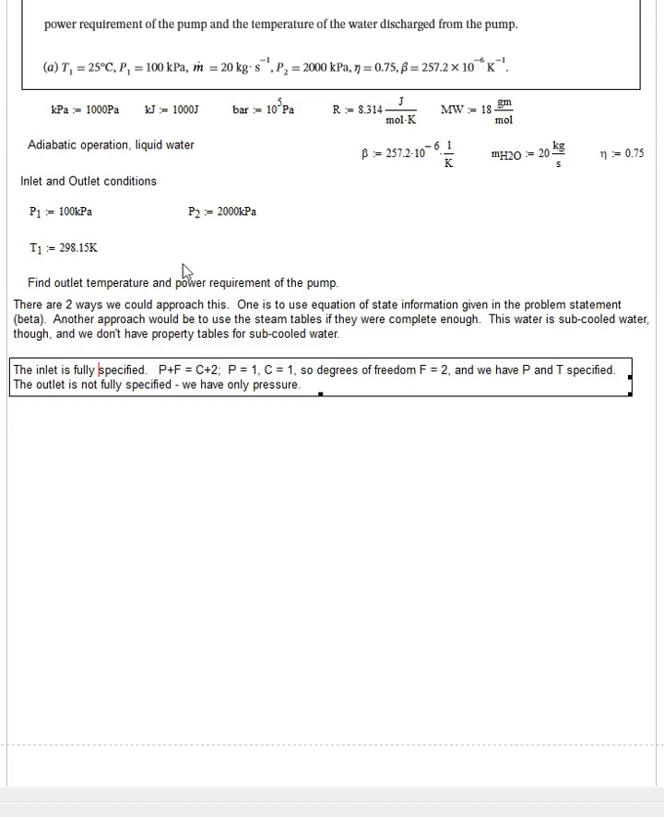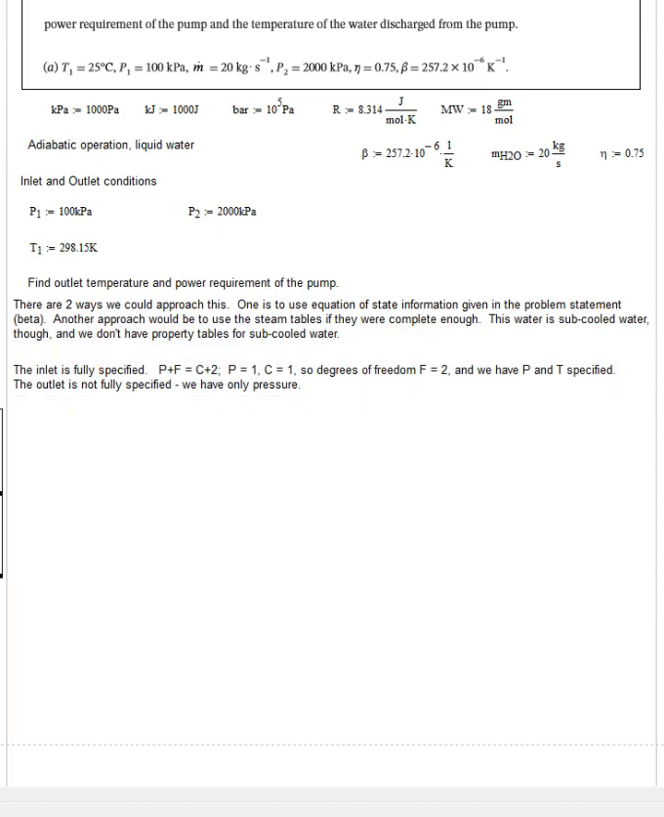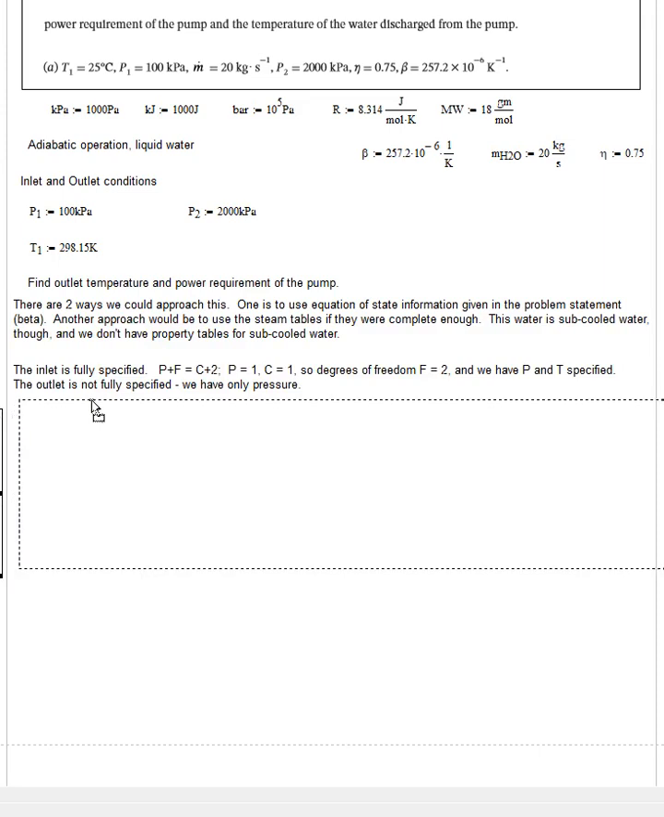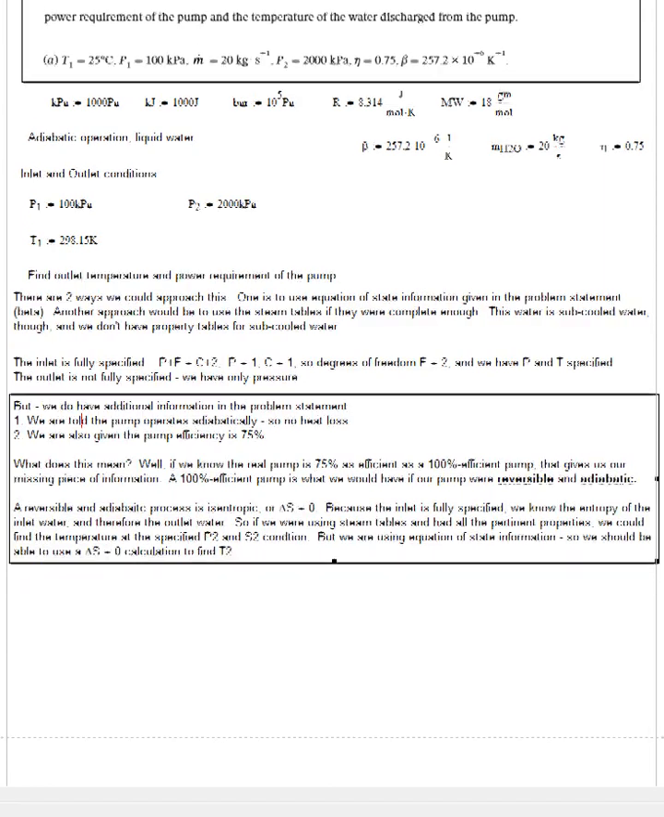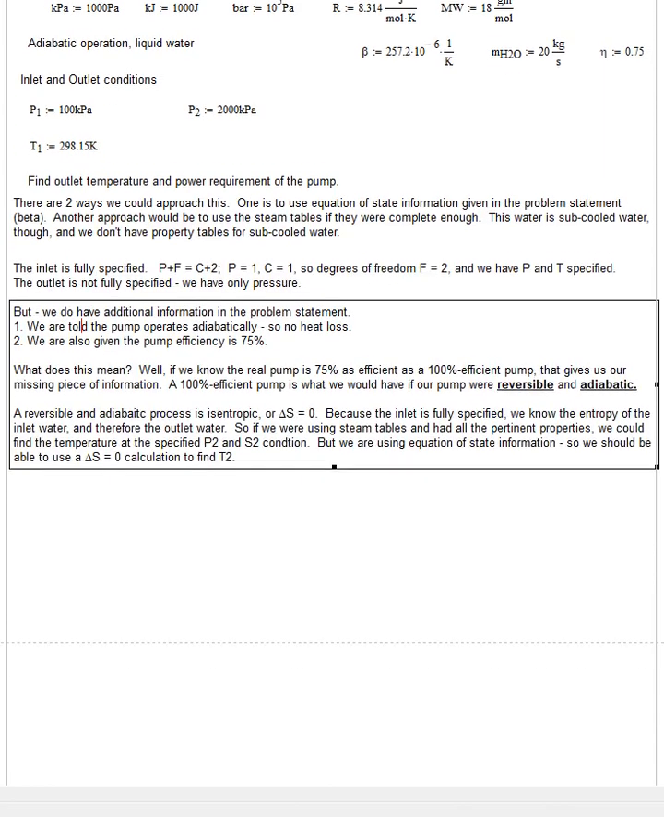So the question is, how do we know what's going on at the outlet? This is where we need to go back and look at the problem statement and figure out exactly what is being said and what that really means. We actually do have information about the outlet that can help us solve this problem. We're told that this pump is operating adiabatically. That means it's well insulated, or there's negligible heat loss, especially compared to the work that's being done on our fluid.